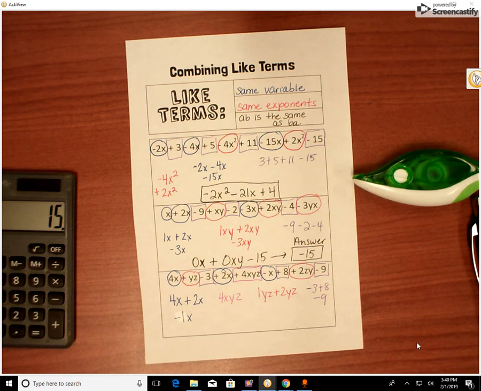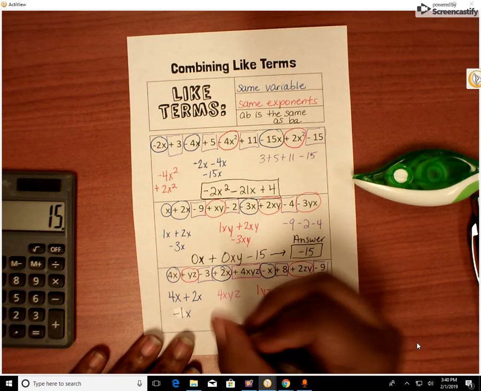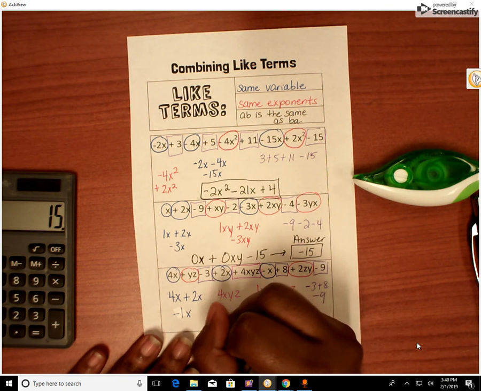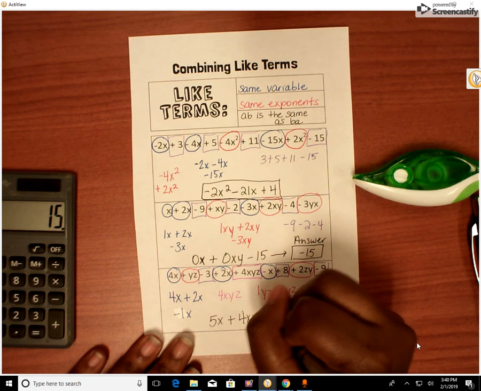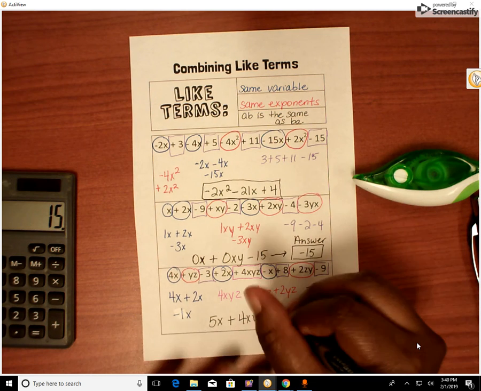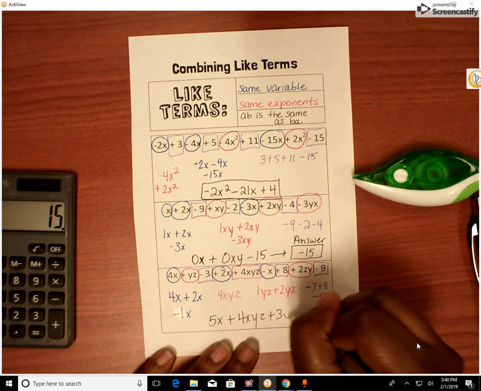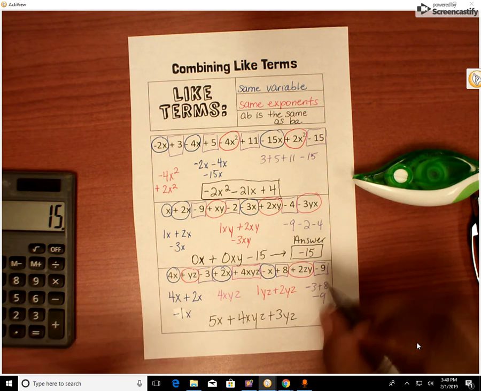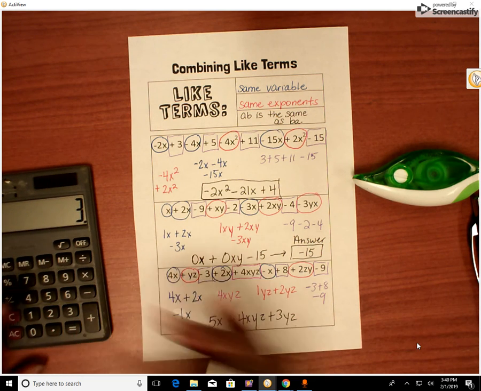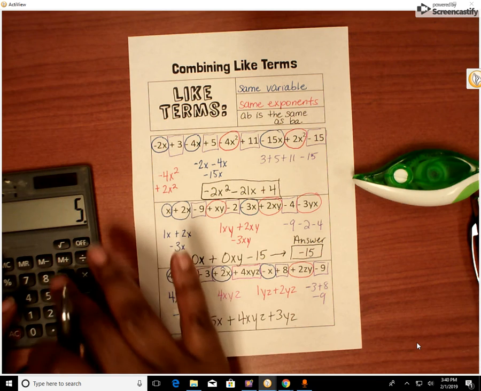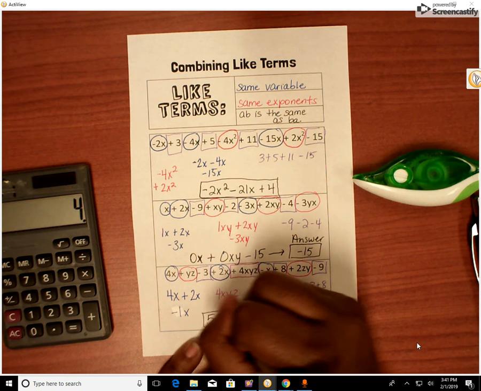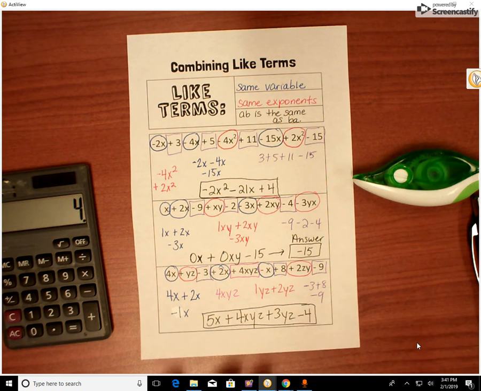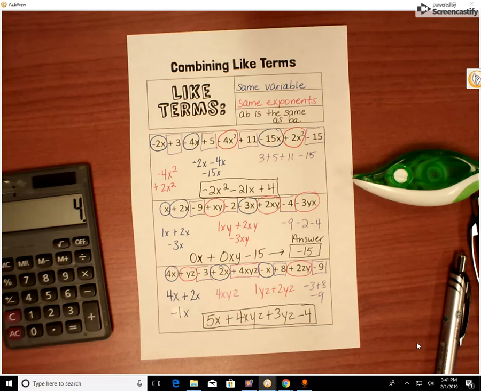So now I can do 4x plus 2, take away that 1. 4 plus 2 is 6, take away 1, it's 5x. We bring down the 4xyz. And then we add 1 plus 2 is 3yz. And then negative 3 plus 8 minus 9. I get a negative 4. So minus 4. And here's our answer. We're going to box it. And we combine our like terms.